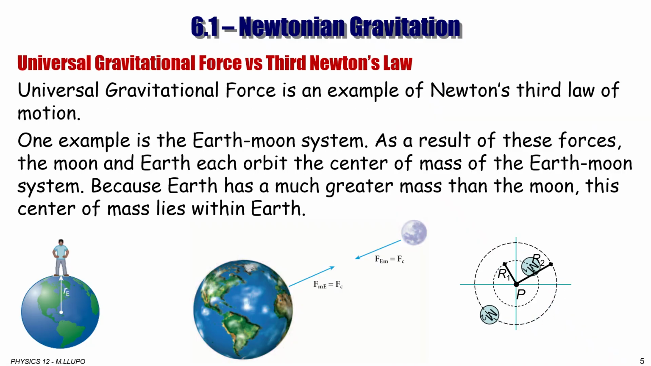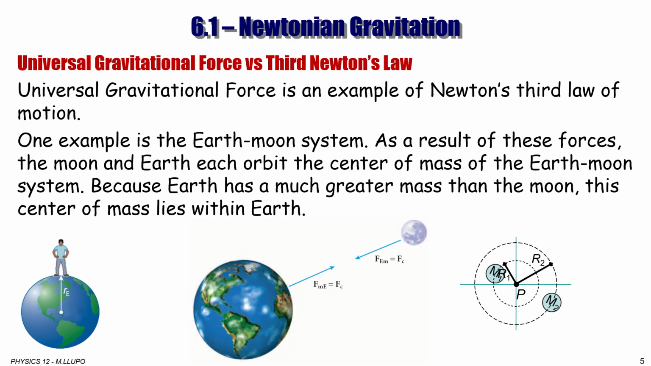Another way of looking at the universal gravitational force is as an example of Newton's third law of motion, which says for every action force there will be a reaction force which is the same magnitude but in the opposite direction. So that means if object 1 is attracting object 2, object 2 is attracting object 1 with a force of the same magnitude but opposite direction. So there's a pair of forces, action-reaction forces. One example is the Earth-Moon system.